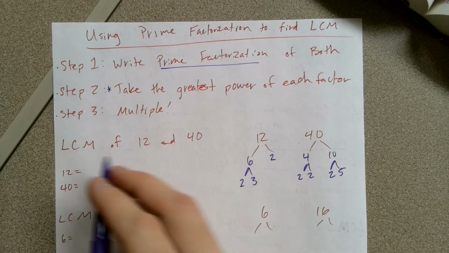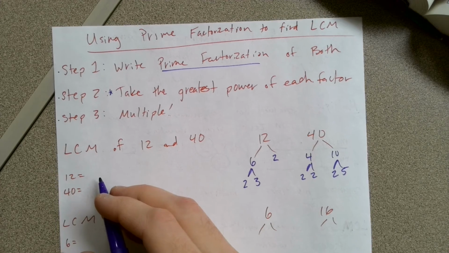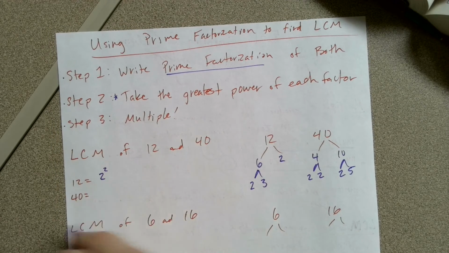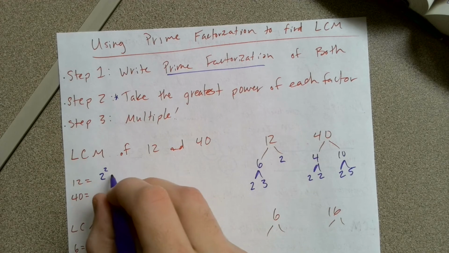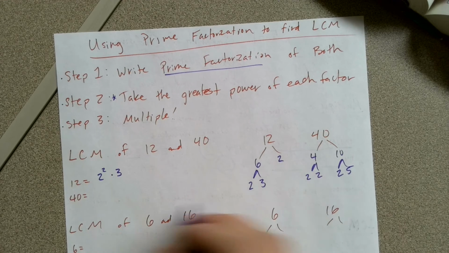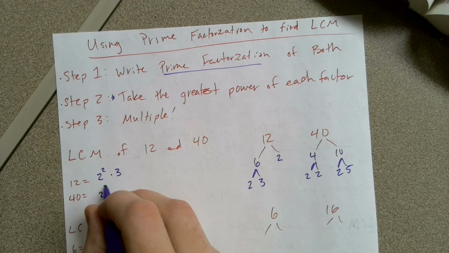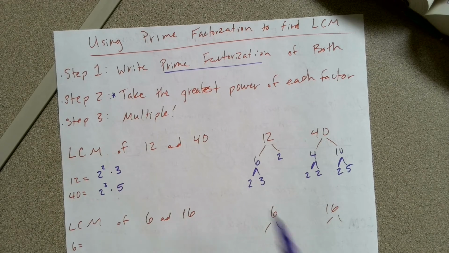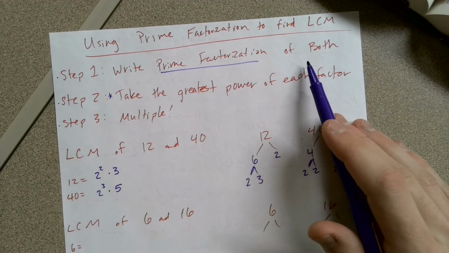All right. Then over here, I'm going to write out the prime factorizations. Remember to do that, you use exponents. So for 12, I have 2 squared and 3. I do those in numerical order. For 40, I have 2 cubed and a 5. So we got done with step 1. We wrote out our prime factorizations of both.